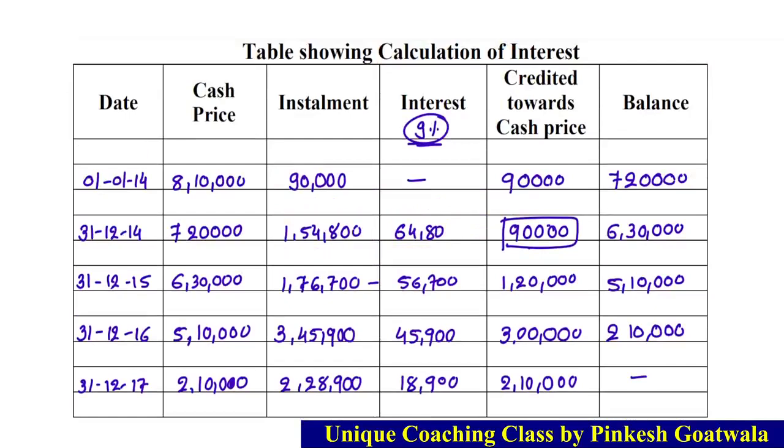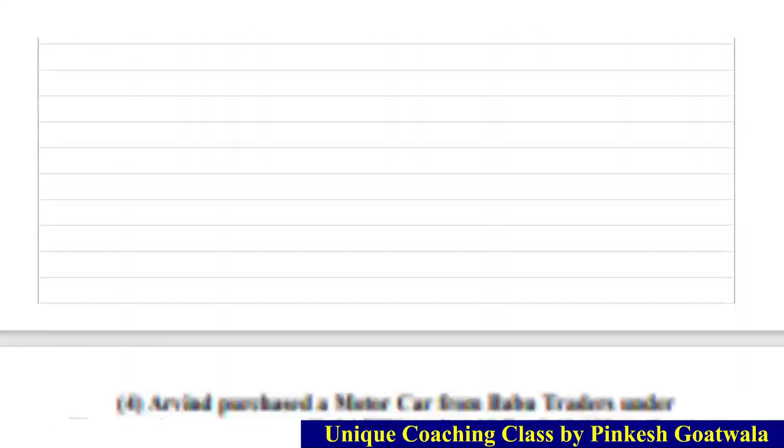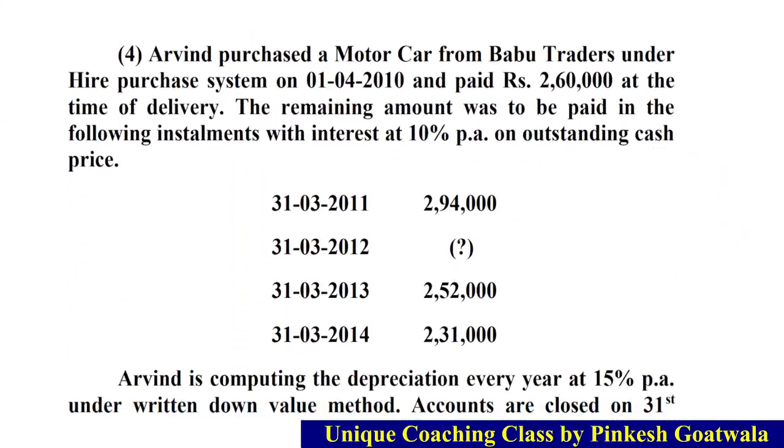Now the remaining calculation, means the accounts and journal entries, you can do yourself, because you know how to prepare that. Now let's see one more sum, number 4 in this chapter. The same point here also: you can see that in the question the installment is not given. Okay, so let's solve this.